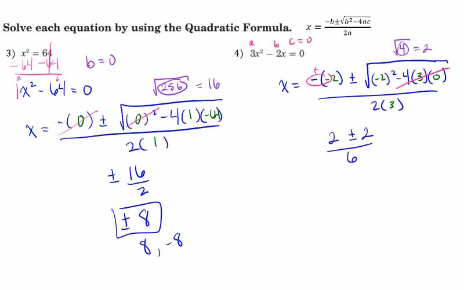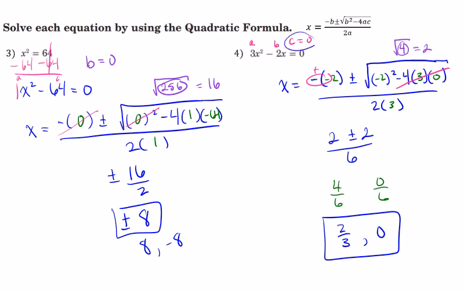Okay, so then we end up with 2 plus 2, which is 4 over 6, right? And then 2 minus 2, which is 0 over 6. So we get 2/3, comma 0. That's our final answer. All right. So when c is equal to 0, one of your roots is going to be 0 as well. One of your solutions, roots, zeros, is going to be 0 as well. Okay. So when c equals 0, one of your roots or solutions is also going to be 0.